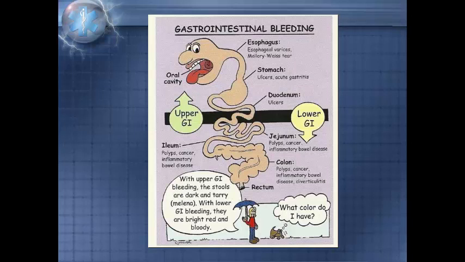So if you have a GI bleed, alright, if it's an upper GI bleed and it's coming out the bottom, it's going to be dark and tarry. It's going to be called melena because it's had time to be digested. So it's not going to look like frank, bright red blood. If it is a lower GI bleed and it's coming out the bottom, it's going to be bright red and bloody looking because it has not had time to get digested.